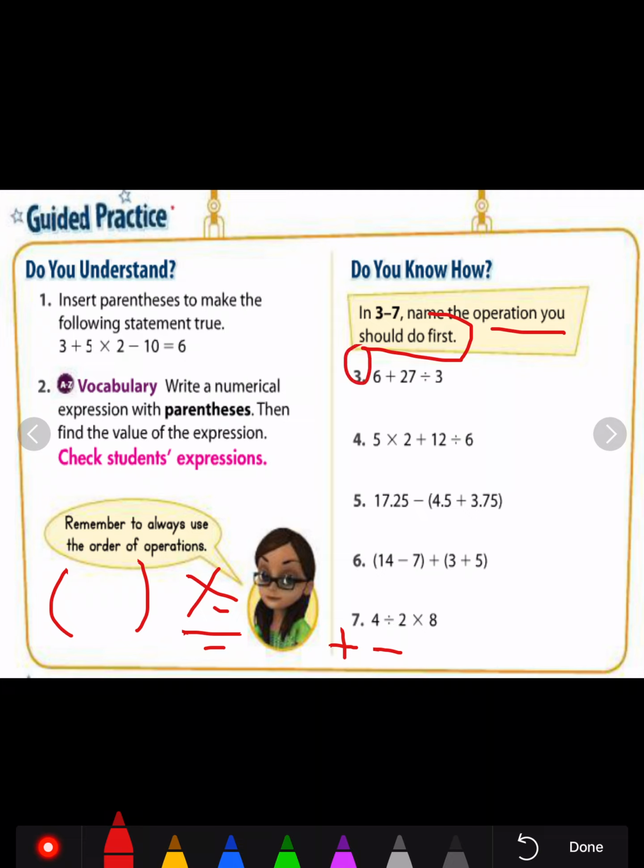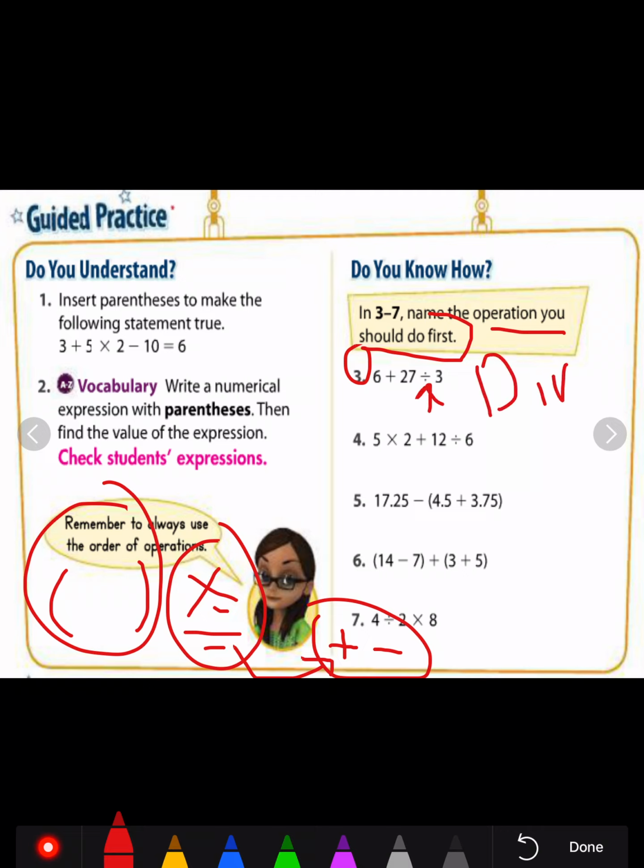For example, number 3, we have 6 plus 27 divided by 3. We need to start with division because, as I mentioned, in the order of operations we start with parentheses, then division or multiplication, then plus or minus. Division is stronger than addition, so I start with division. So the answer is division. But if I want to evaluate this expression, I have addition and division, and I start with division first.